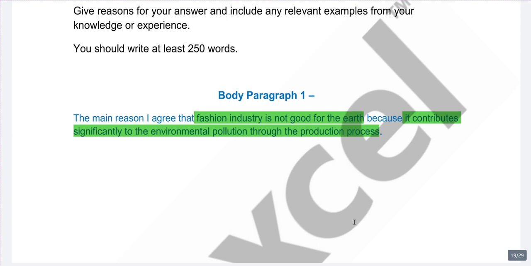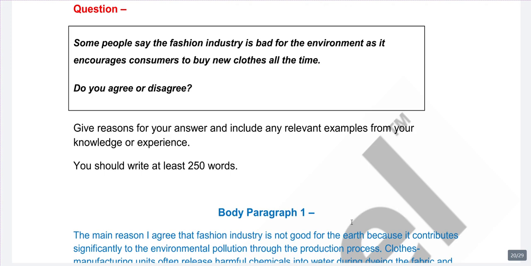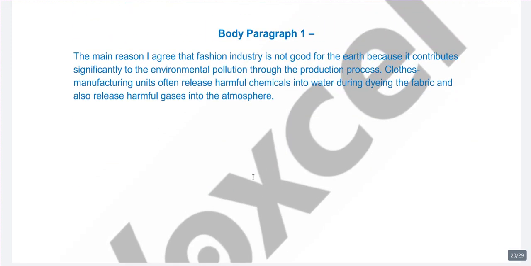Now we're going to explain it to the examiner. Clothes manufacturing units often release harmful chemicals into water during dyeing the fabric and also release harmful gases into the atmosphere. So during dyeing the fabric, obviously we all must know that they release harmful chemicals into water streams. Usually in the lakes or rivers nearby the factories, they dump all their waste chemicals. So obviously it is polluting or contaminating the water, harming the marine life, something like that. So that is not a welcome thing to do.